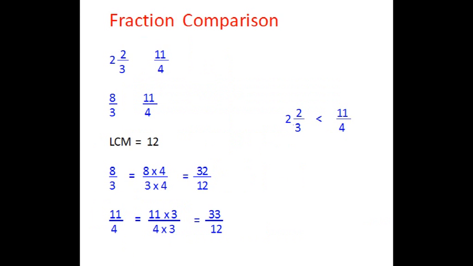This is how you can compare different fractions. If those are like fractions, it's easy to compare. If those are unlike fractions, first we convert them into like fractions. If those are mixed numbers, then we first have to convert the mixed number into an improper fraction and then see if they are like or not, and if they are unlike, then convert them into like fractions and then compare.